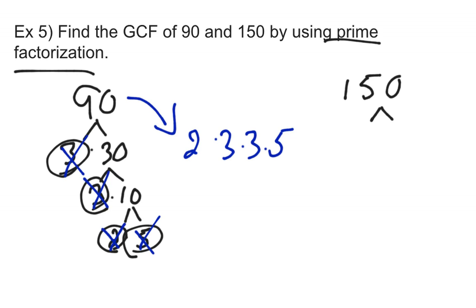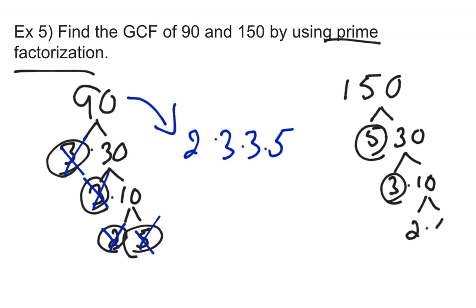So if I break down 150, I think of, let's do 5 times 30. And there could be lots of things. I could have done 15 times 10. I could have done 2 times 75. There's lots of things. I chose 5 and 30. Break down the 30. How about 3 times 10? 3 is prime. The 10 becomes 2 times 5.